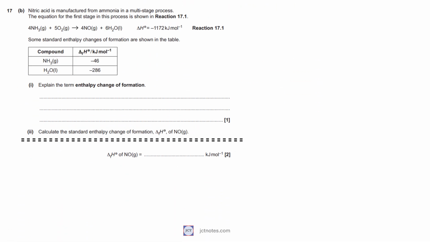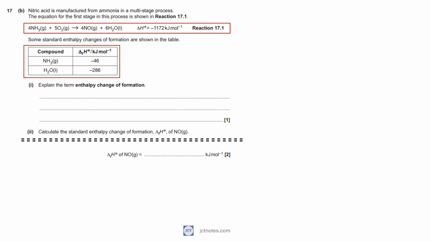Still in question 17, we move to part B. We are given the equation and the enthalpy of the first stage in the process to manufacture nitric acid from ammonia in a multi-stage process. We are also given the enthalpy change of formation of ammonia and water in a table. We have 2 questions. In the first question, we are asked to explain the term enthalpy change of formation. In the second question, we are asked to calculate the standard enthalpy change of formation of nitrogen monoxide.